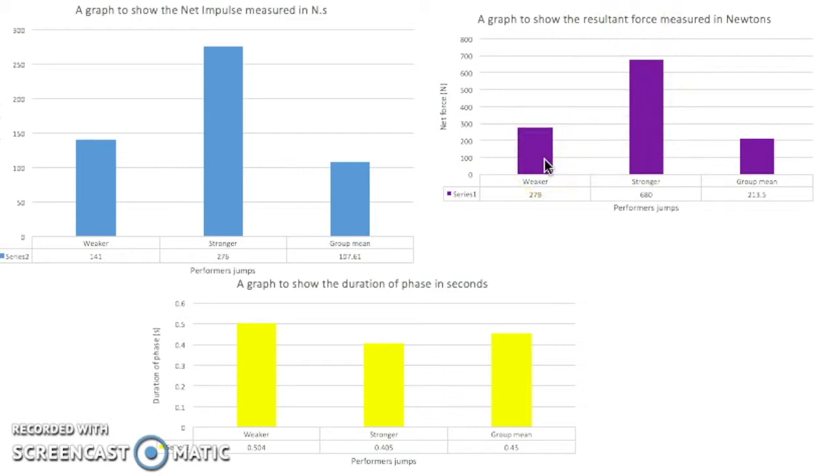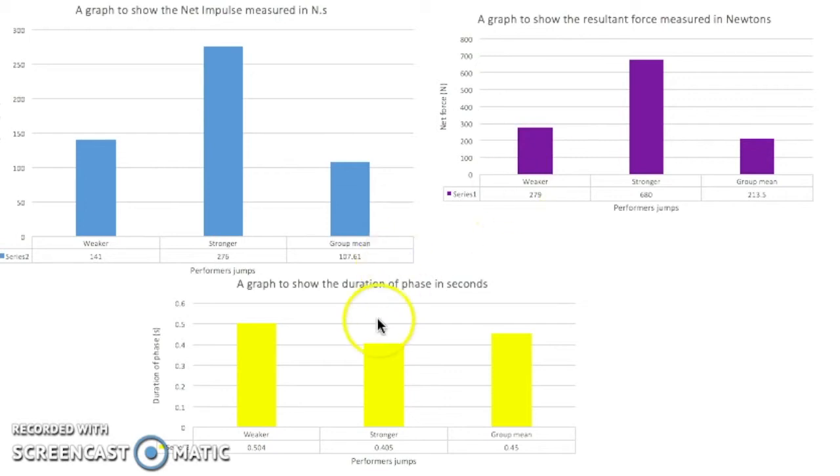This therefore tells us that a greater force was generated by the stronger performer in comparison to their body weight. If a greater force was generated, they were able to jump higher into the air. The stronger performer had a greater resultant force, and therefore the forces were more unbalanced for him, as the force powering him up was greater than the gravity acting upon him.